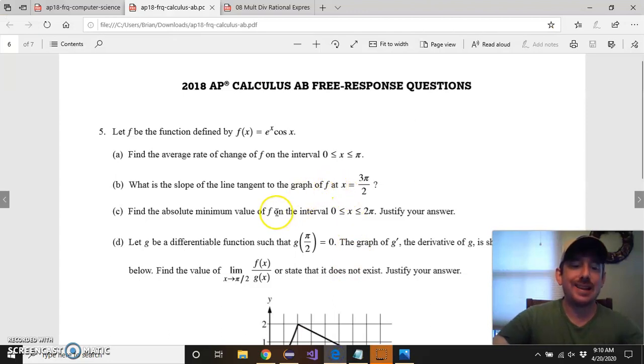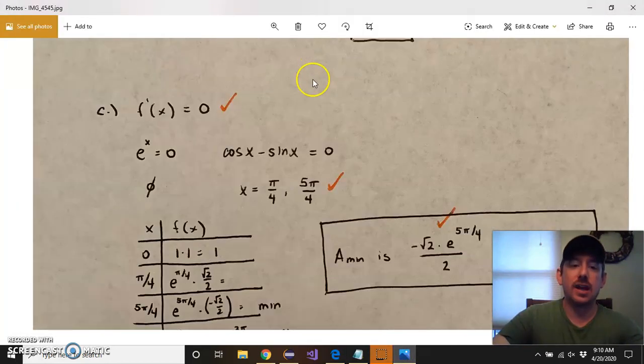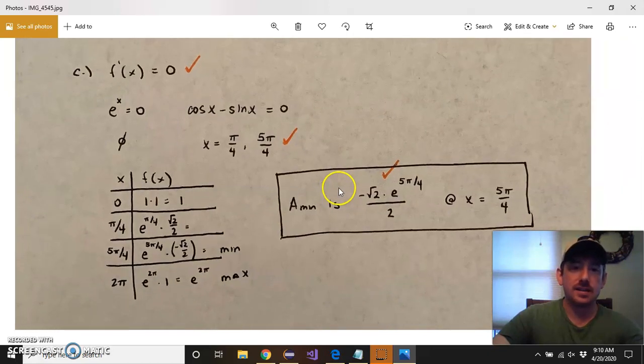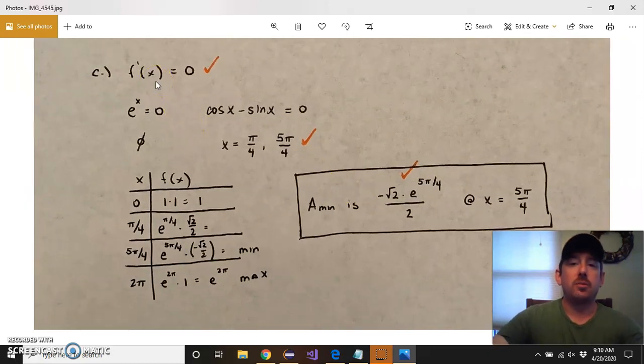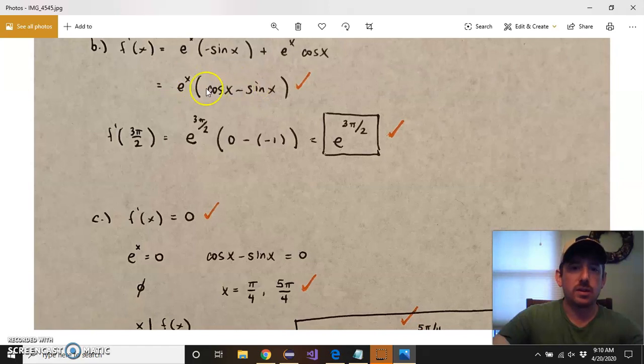Part C is finding the absolute min between 0 and 2 pi, and this is the kicker here. You got to be able to justify your answer. So I think we've done this problem enough times that you realize you're going to have to do the candidate test. The first point you're going to get is for identifying that you are supposed to set f prime equal to 0. I have f prime here, I'm just referencing it.